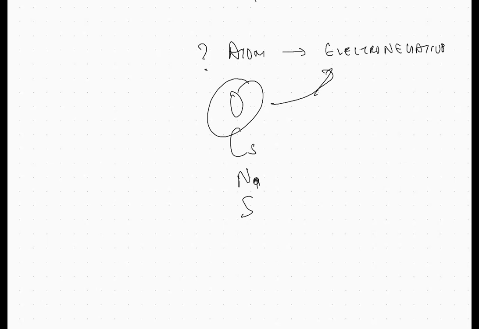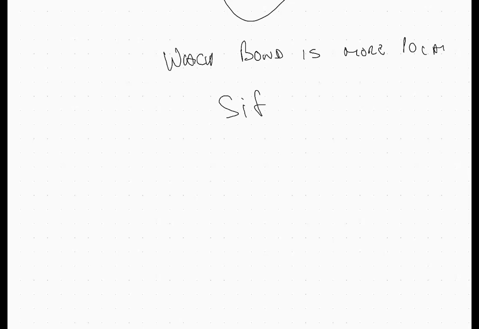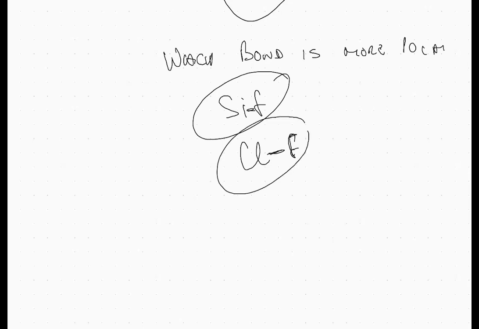Okay. There's a question about which bond is more polar. So Si-F, Cl-F. They're asking out of these two. So it is silicon fluoride, not chlorine fluoride, because chlorine and fluorine are actually the same, in the same group, right? So the electron pairing tends to stay here, but maybe slightly towards fluorine. But out of these two, the silicon and fluorine bond is going to be more polar.